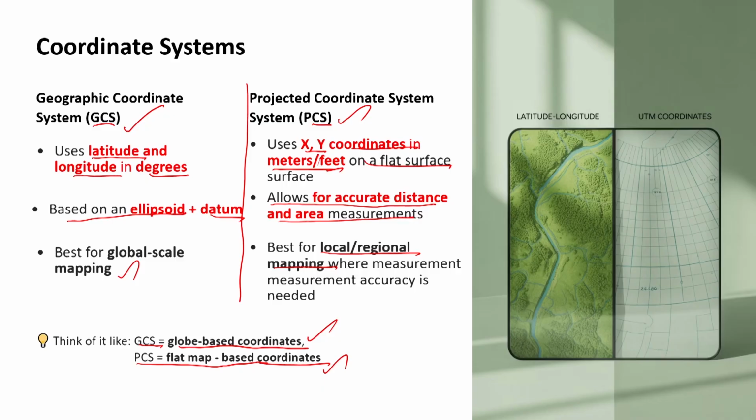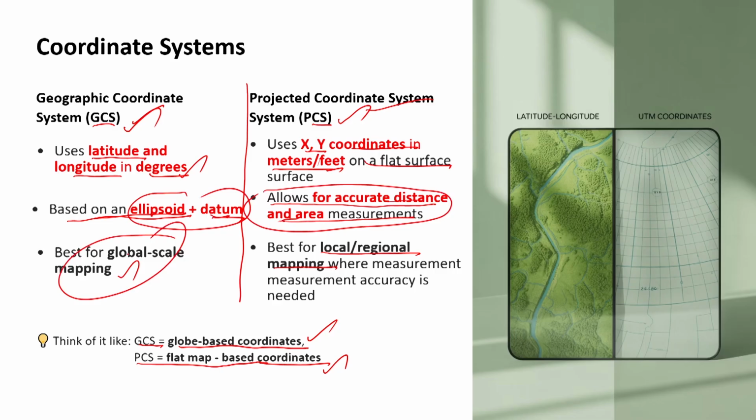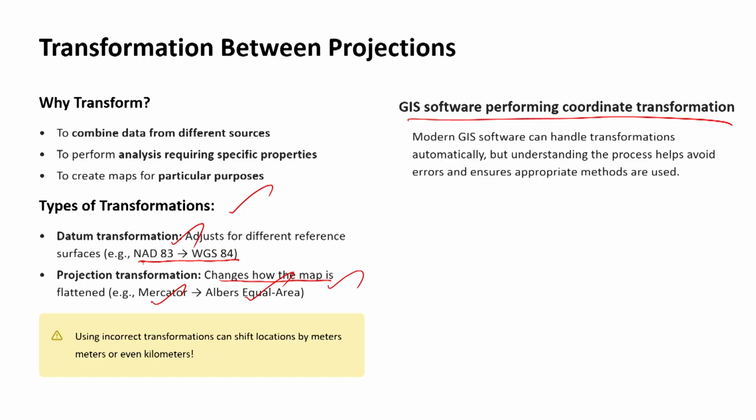So, next one is coordinate system. We can have two systems, one is the geographic coordinate system, the other one is the projected coordinate system. This will work with lat long values in degrees, this one will work with XY coordinates in meters and feet. This is based on the ellipsoid and datum. Okay, it is for generic mapping, whereas the projected system will work with accurate distance and area. For global level mapping we can use the GCS, whereas for local level mapping we can use the projected coordinate system. Okay. So, to make it very simple, GCS is nothing but a globe-based coordinate system and PCS a flat-based coordinate system.